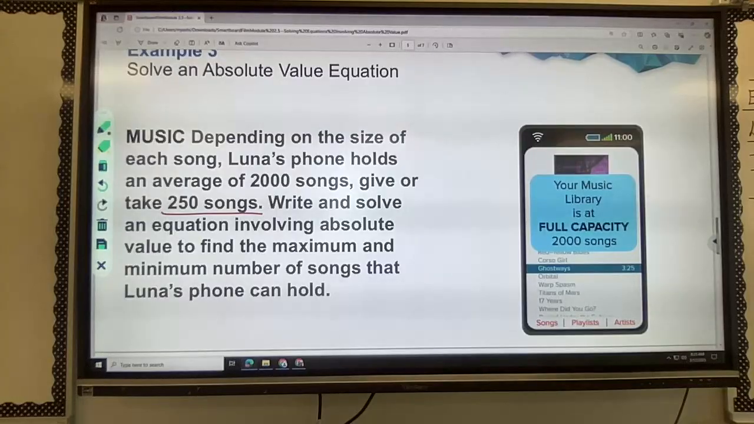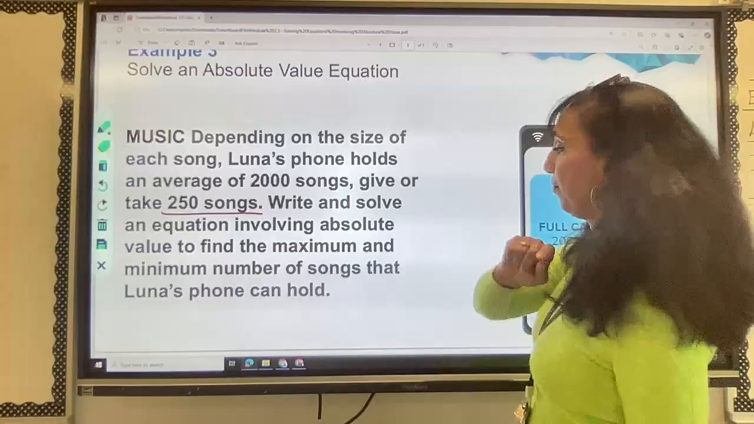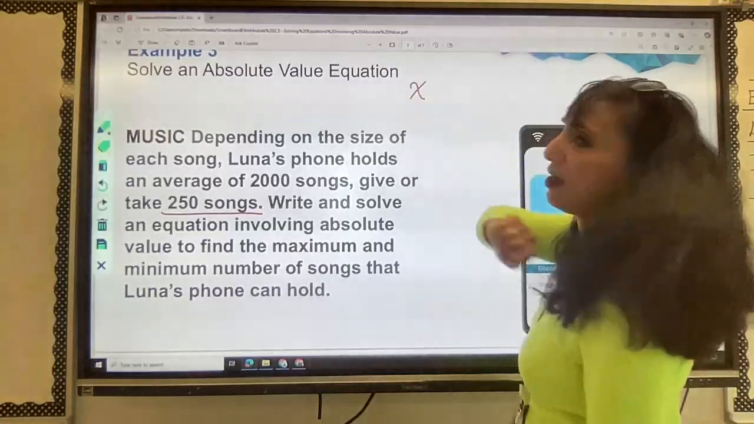So the difference between the number of songs and 2,000 is 250. So let's say x is the number of songs. Okay, so x is the number of songs.